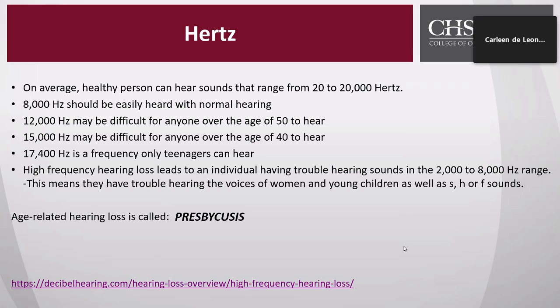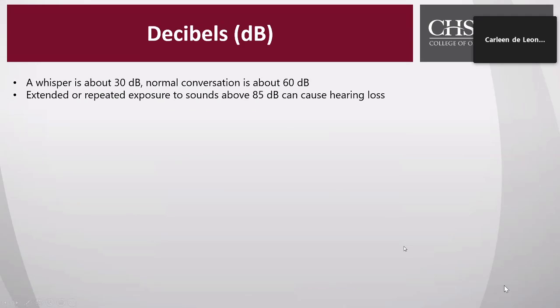Okay, let's see, moving on. So moving on to decibels. Again, decibels measures the loudness of a sound. A whisper is around 30 decibels. Normal conversation is around 60. If you have any extended or repeated exposure to anything over 85 decibels, that can cause some kind of hearing loss. I'll show you some pictures and give you some examples of exactly where these numbers fall. Above 110 is the threshold for discomfort. Anything over 130 becomes painful.